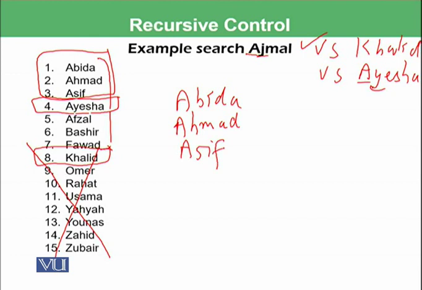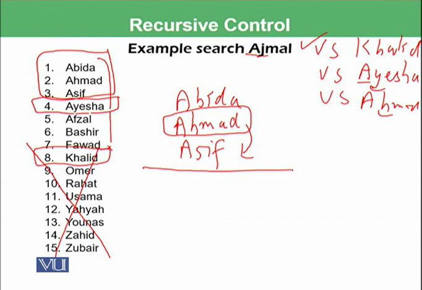Next time we will select again the midpoint, which is Ahmad, and we will compare it with the Ajmal. And when we compare it with the Ajmal, we can see that H is actually lower than the Ajmal. So this means Ajmal can be found somewhere after Ahmad. So we will select Asif. So the next iteration, we will have only one entry as a sublist, that is Asif. And that is the midpoint as well. So Asif will be compared with the Ajmal.